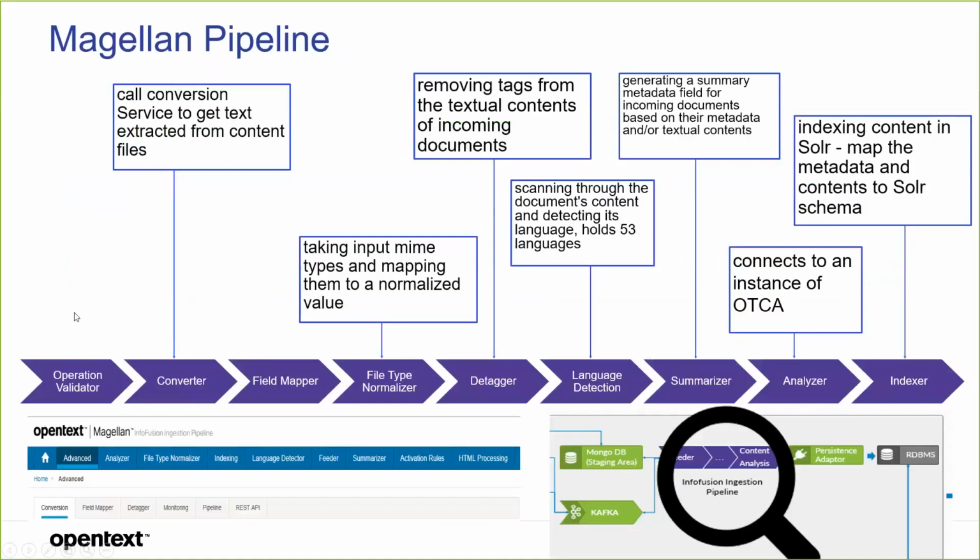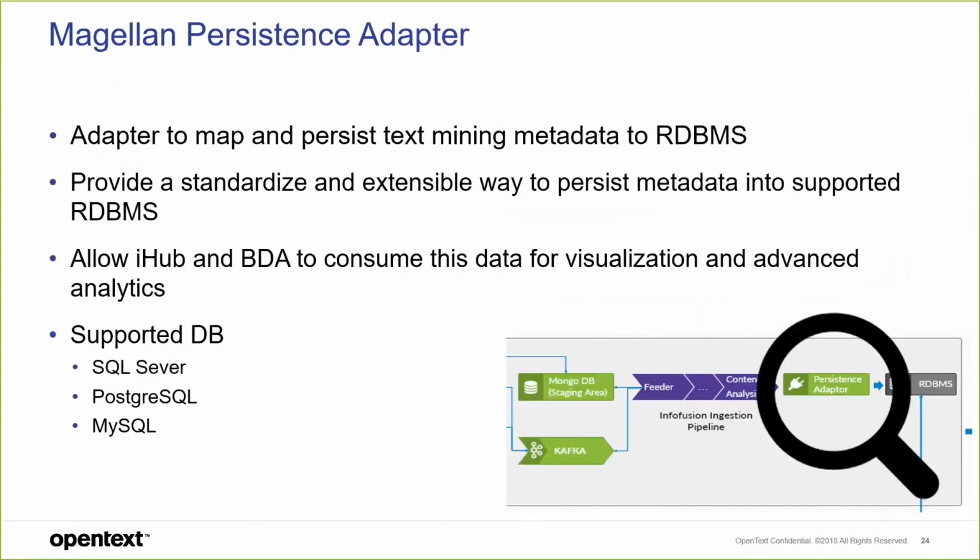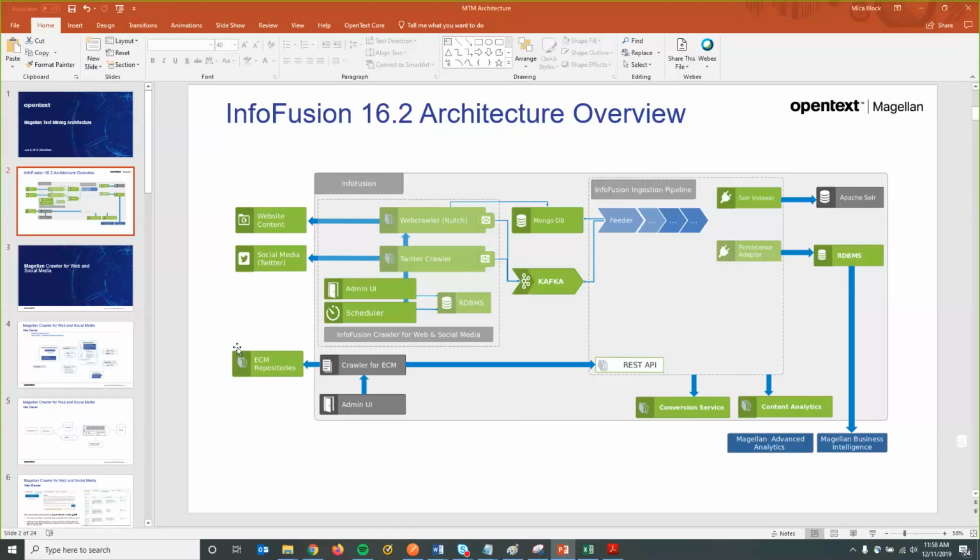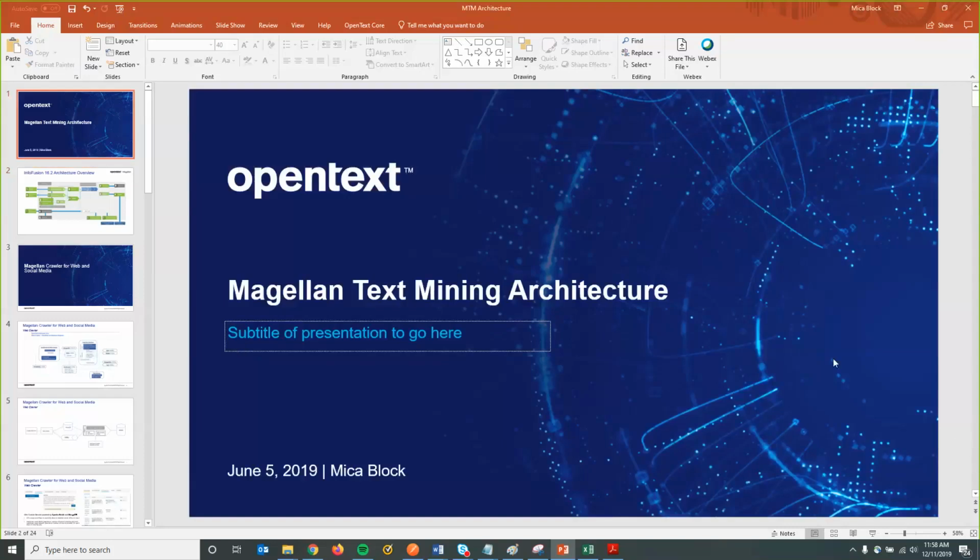So here's another way of looking at that. Call command to get text extracted from content files, using the input MIME types to normalize the values, removing tags from incoming documents. So there's a lot of different things that it talks about. The persistent adapter supports SQL Server, Postgres, and MySQL. Out of the box, we ship PostgreSQL because it's free. And then we could use that as a persistent data store to further store the database. Any questions?